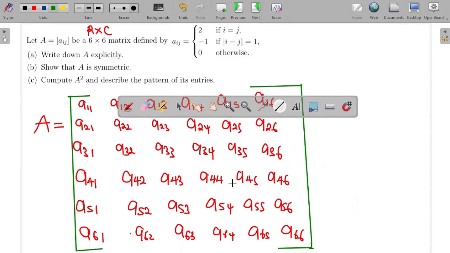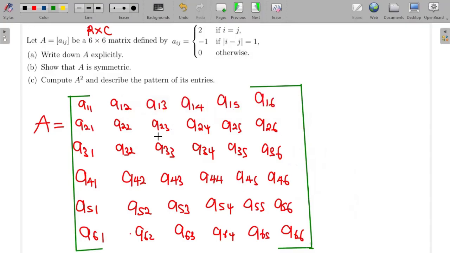Okay, so this is my matrix A, and it is a 6 by 6 matrix. Now we have to replace all these A somethings with the actual numbers, and we'll be following this guide here. In this guide, they said if i equals j, meaning the answer there is just going to be 2. So if I have A_ij where i equals j, then the answer will just be 2.